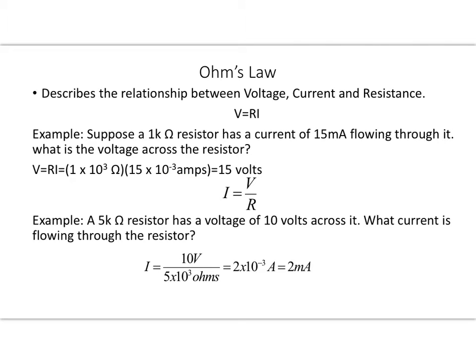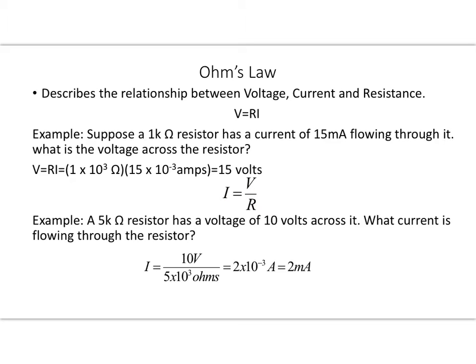When you multiply this out, 10 to the third times 10 to the minus 3 ends up being 10 to the 0 power, which is 1. And so we basically get 15 times 1, which is 15, and so the answer is 15 volts. Okay, now, you're going to need to be able to solve algebraically for these other variables here, R and I. So here is the first one. When you solve for I, you have I is equal to V over R, just basic algebra there.